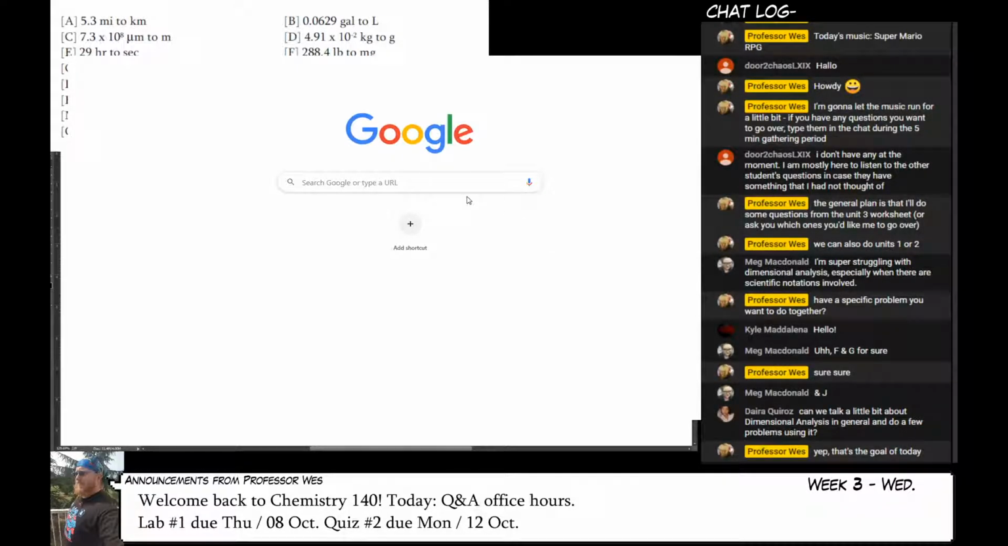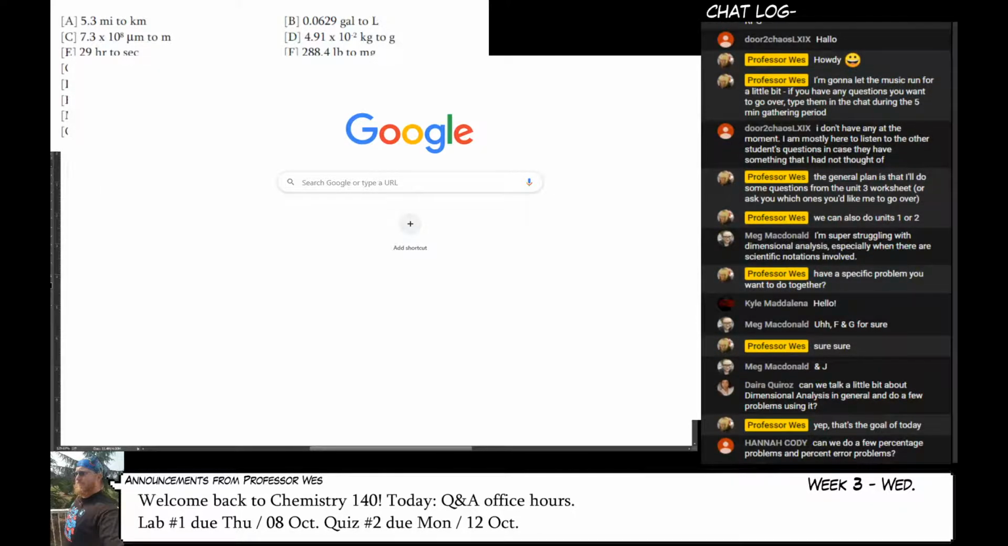So let's see here. Can we do a few percent problems and percent error problems? I don't actually have those in this worksheet, I just realized. So we can for sure do that. We just want to create some problems at the end in order to do that.